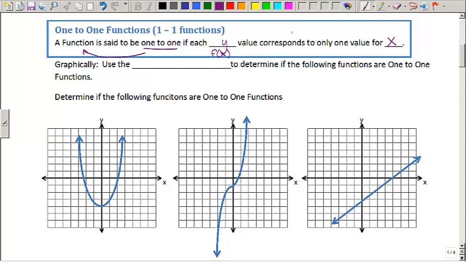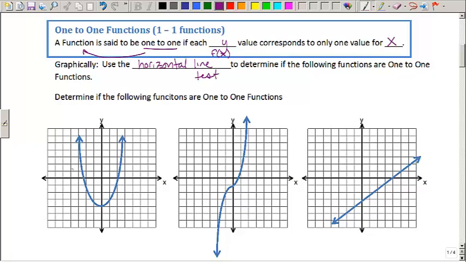Well, this is very similar to the last definition we just talked about. The last definition for a function: every x can only correspond to one y. In a one-to-one function, not only do we have to be a function, so every x has to correspond to only one y, but if it's one-to-one, every y has to have only one x. Graphically, we're going to use the horizontal line test to determine if the functions are one-to-one.